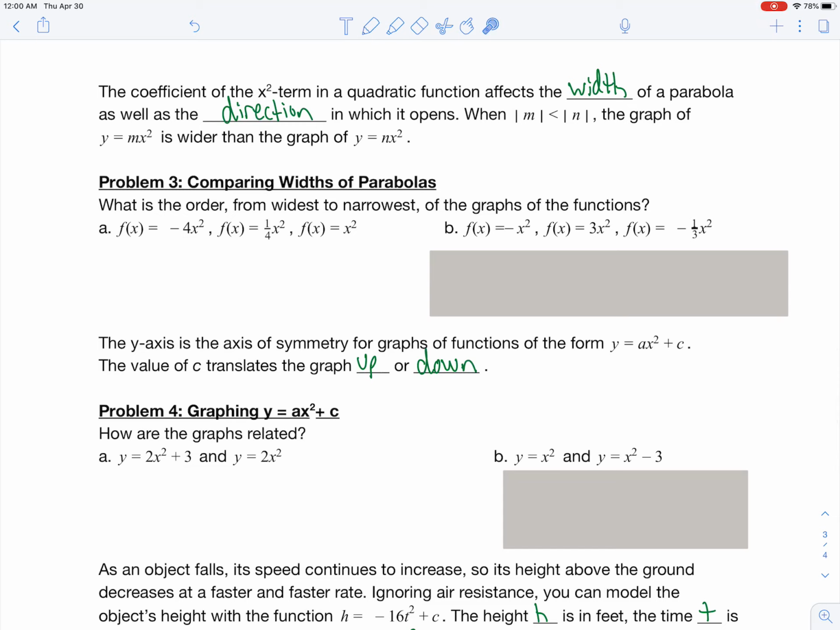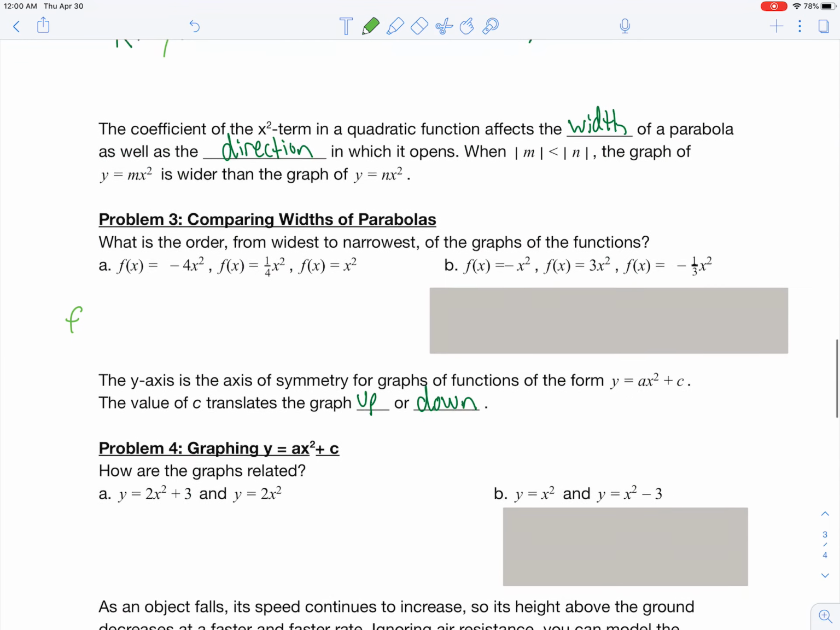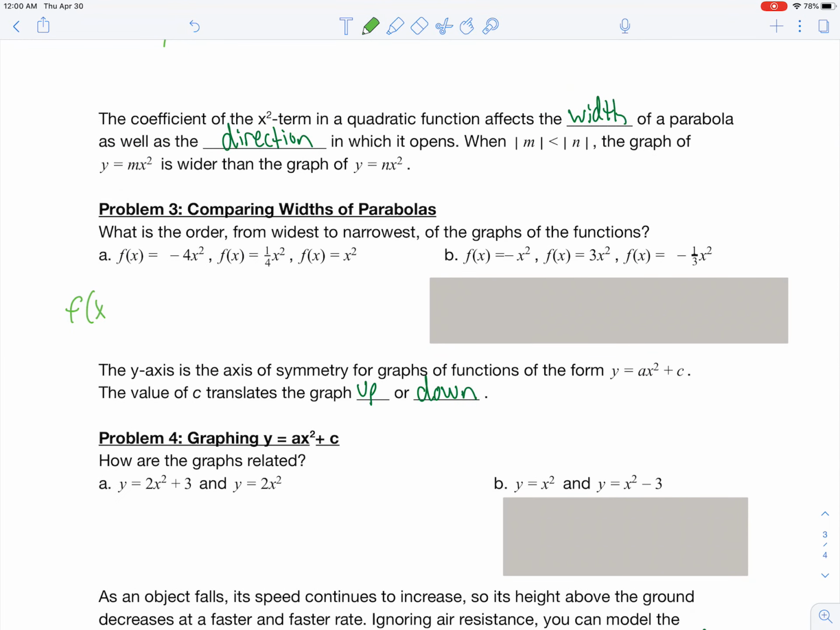So the actual number, for example, -4, is less than 1/4, but 1/4 is a fraction. That absolute value is going to be smaller than -4. So if we're trying to make the widest graph possible, kind of like in our last example, that 1/3 ended up being wider than -2 in terms of my coefficient, since that's a smaller absolute value, that made it a wider graph. So our widest graph of these three looks like 1/4 x squared.